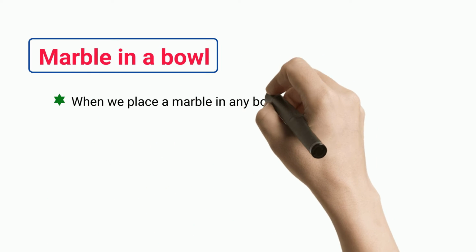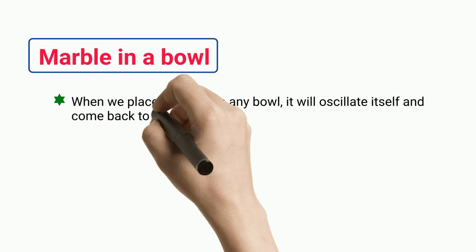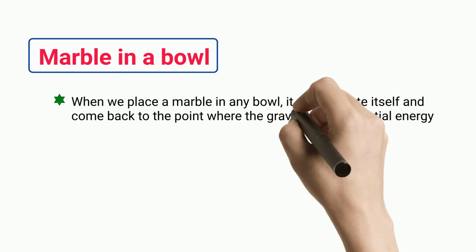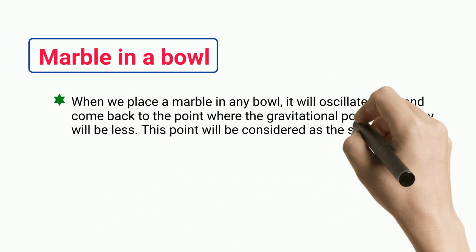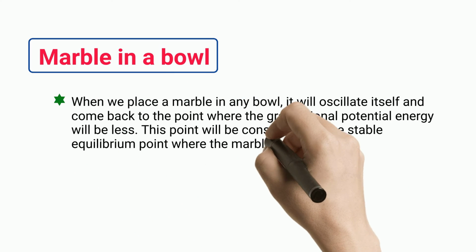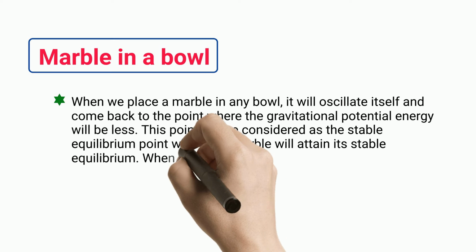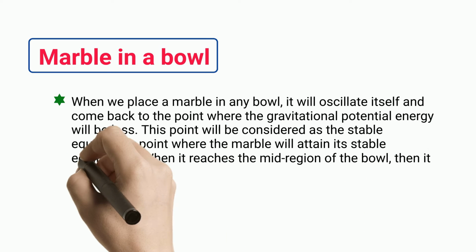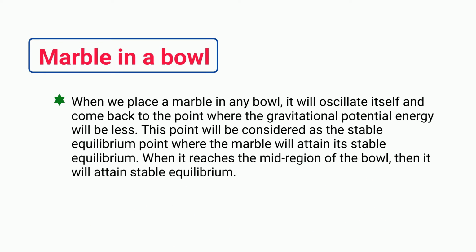Marble in a bowl. When we place a marble in any bowl, it will oscillate and come back to the point where the gravitational potential energy is least. This point will be considered the stable equilibrium point, where the marble will attain its stable equilibrium. When it reaches the mid-region of the bowl, it will attain stable equilibrium.